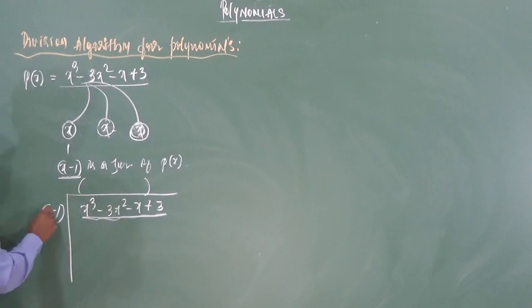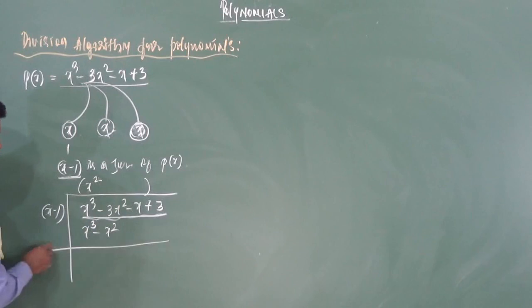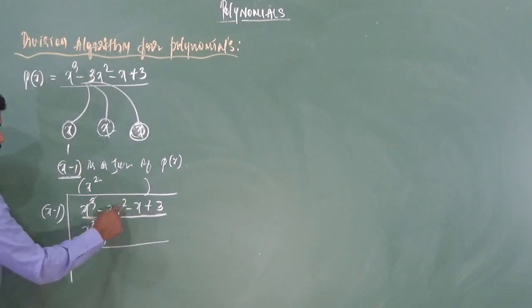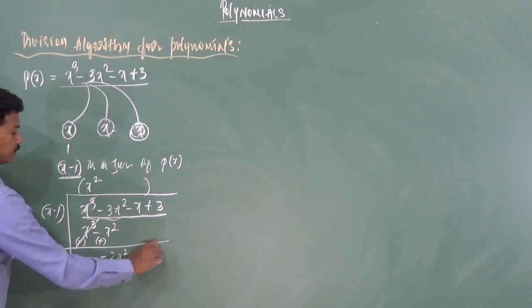For example, x into x square is x cube. So x cube, I will write minus 1 into x square is minus x square. I will complete this, so sign changes. So this and this cancelled. Minus 3x square and plus 1x square is minus 2x square minus x plus 3.